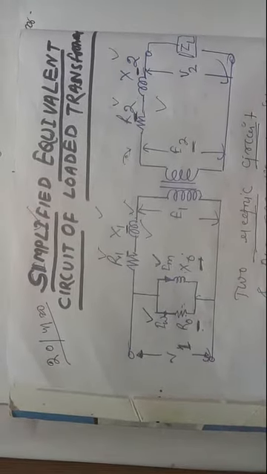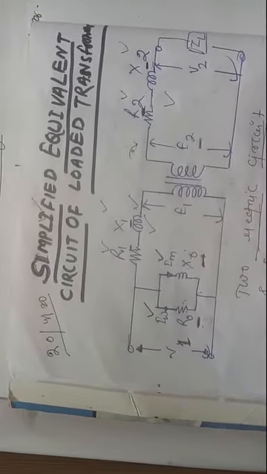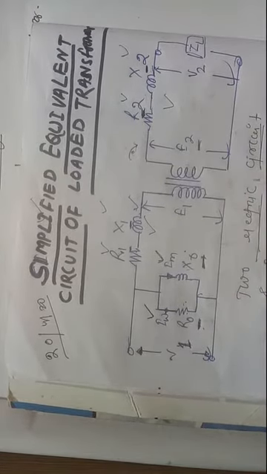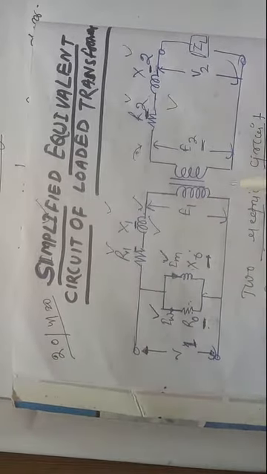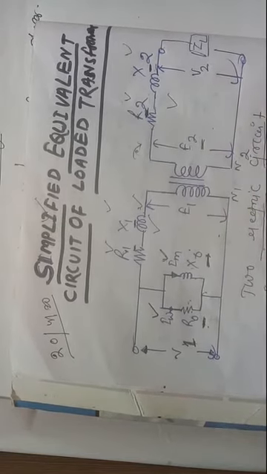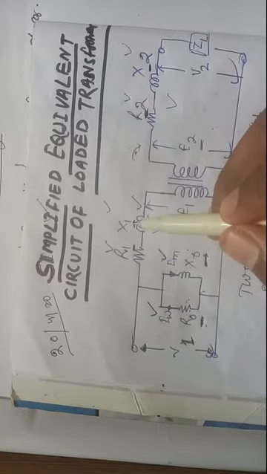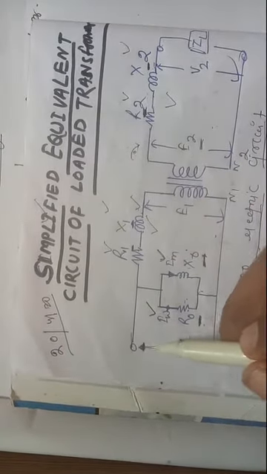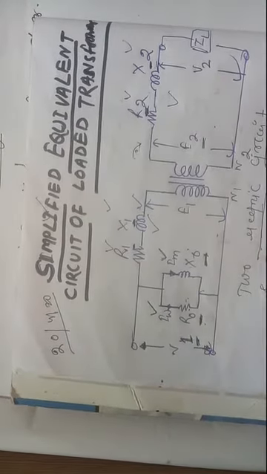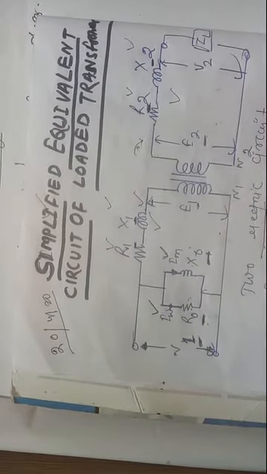So today we will discuss the simplified equivalent circuit of a loaded transformer. Now this is the simplified equivalent circuit of a loaded transformer. This is your primary side having turns N1, and this is your secondary side. On the primary side the resistance is R1 and the reactance is X1. The primary side is supplied from an AC or sinusoidal source having voltage V1, and as usual E1 is the induced EMF on the primary side.